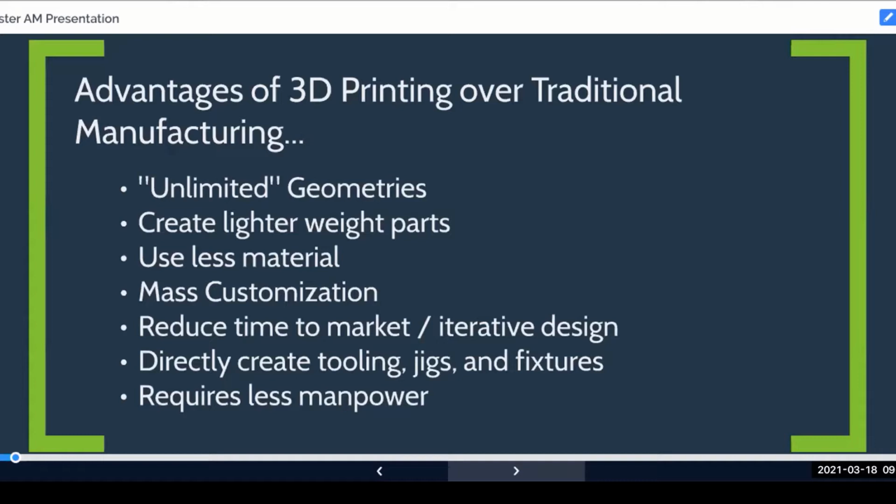And lastly, it requires less manpower to run additive. I can have one person run 10, 15 different additive machines. Whereas if we're thinking about traditional manufacturing, you have at least one person running each machine. So it's much lighter on the labor side, which, as a US company, makes us a lot more competitive because our labor costs are higher than, say, in China. So that allows us to make parts cheaper.